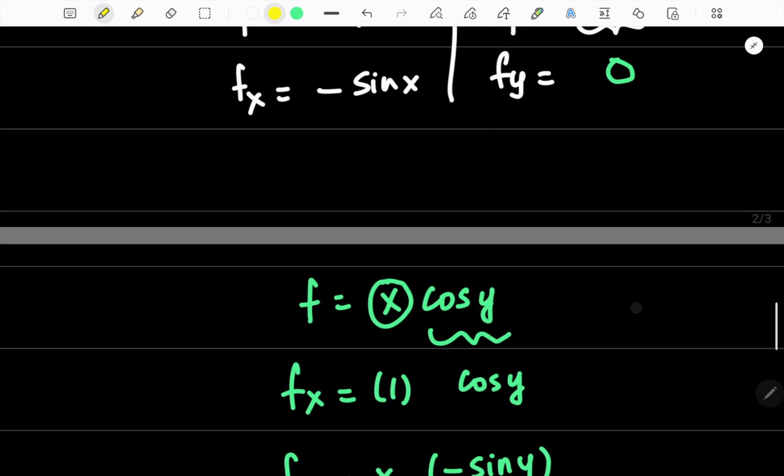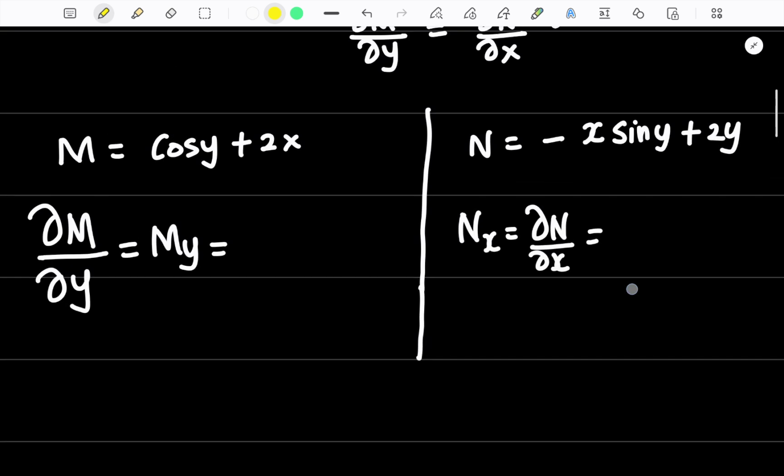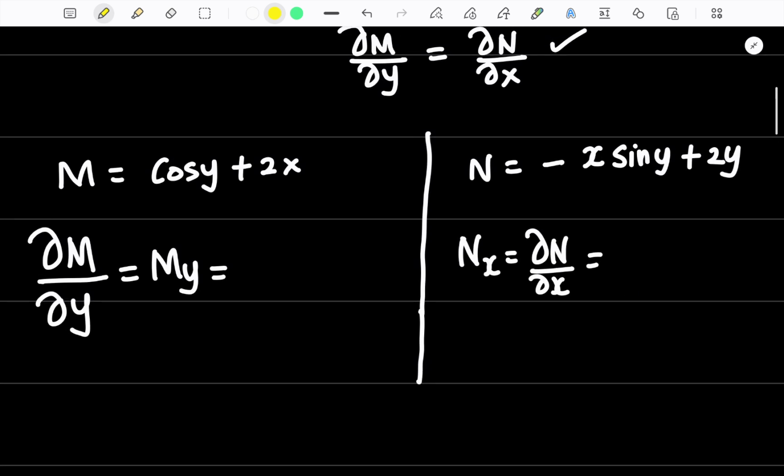So these are some ideas about partial derivative. Let's go to the question now. We are doing partially with respect to y. So when I do with respect to y, cosine y derivative is what?